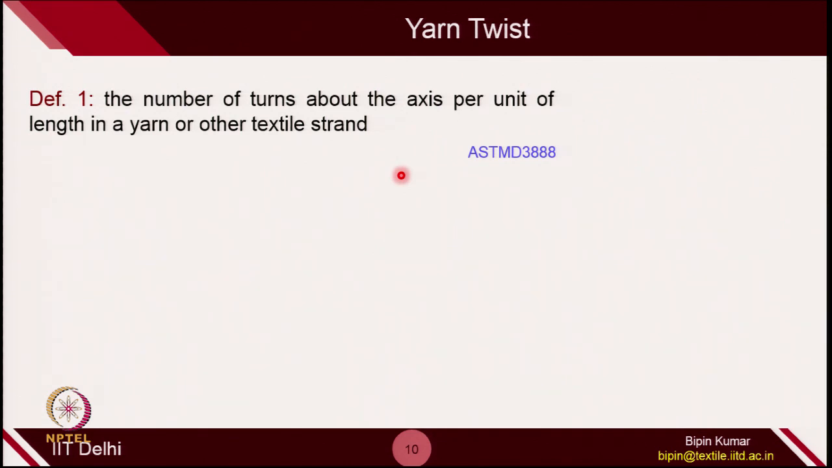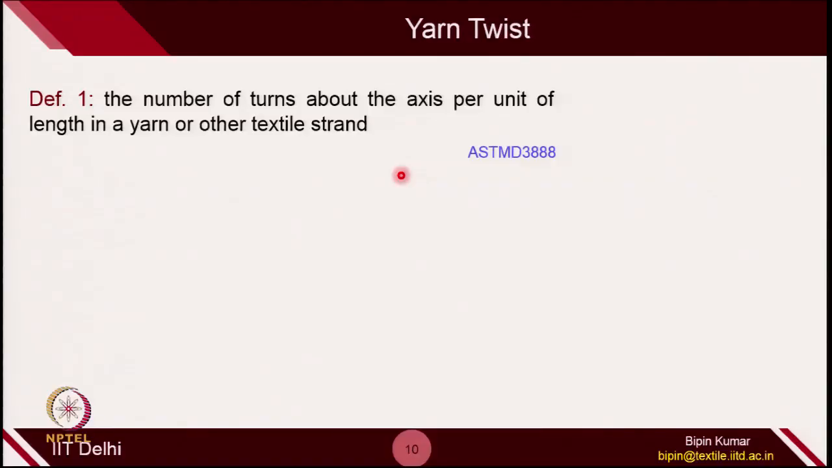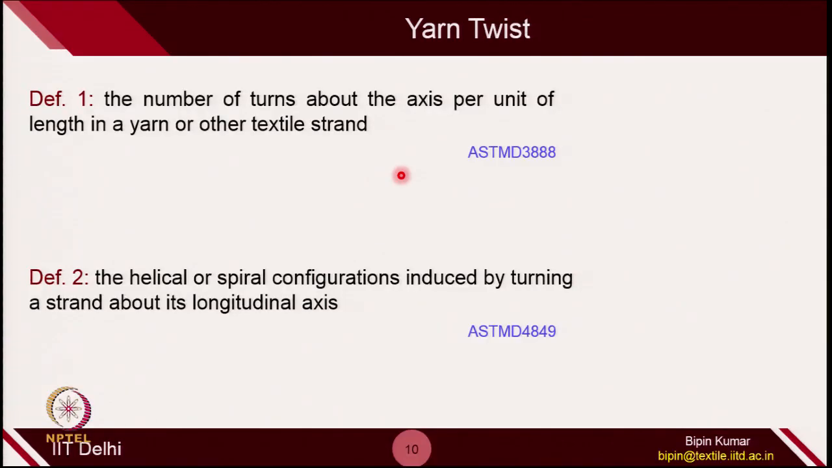So, if you take a bunch of fibers and start turning those fibers along the yarn axis, that is called twist. It is expressed as number of turns per unit length. The other definition is the helical or spiral configuration induced by turning a strand about its longitudinal axis. These are again very common terms used in the textile industry.